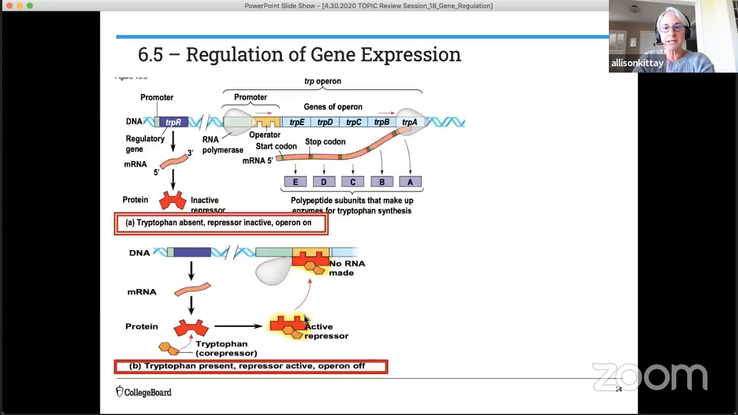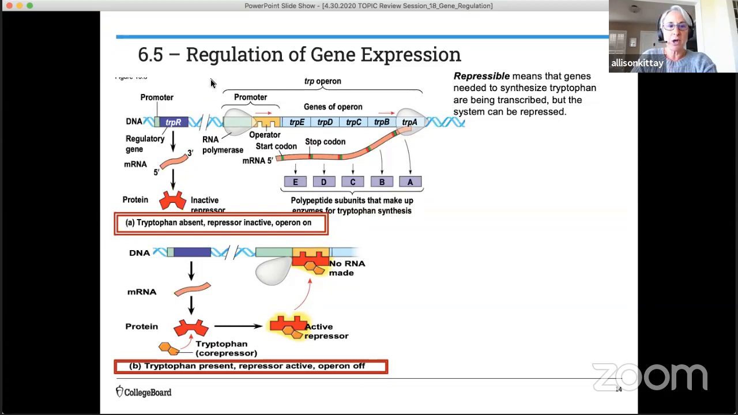All right, let's look at the repressible type, which is represented by the Trp operon. Tryptophan is an amino acid, so it's similar. It is a necessary nutrient for the bacteria. Again, repressible means that genes needed to synthesize tryptophan are being transcribed, but the system can be repressed.